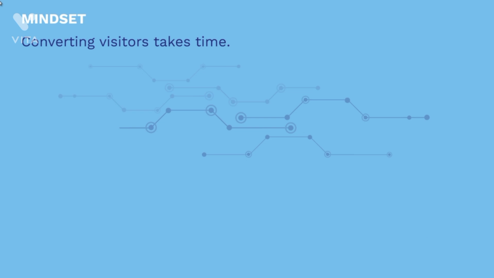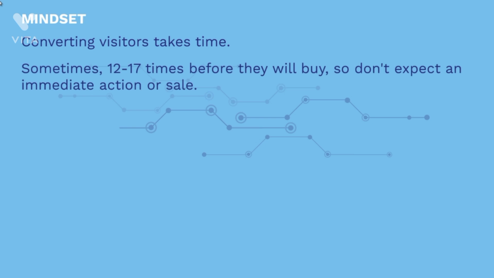All right, so let's talk about mindset, because I'm a big believer of having the right mindset before you get started. I want you to realize that you're not going to make a sale or get leads right away just by setting up a Facebook retargeting campaign. Converting visitors really does take time. And to be realistic, sometimes 12 to 17 times of touch points, meaning you have to get in front of them 12 to 17 times before they will buy. So I want to make sure that you don't expect an immediate action or an immediate sale.